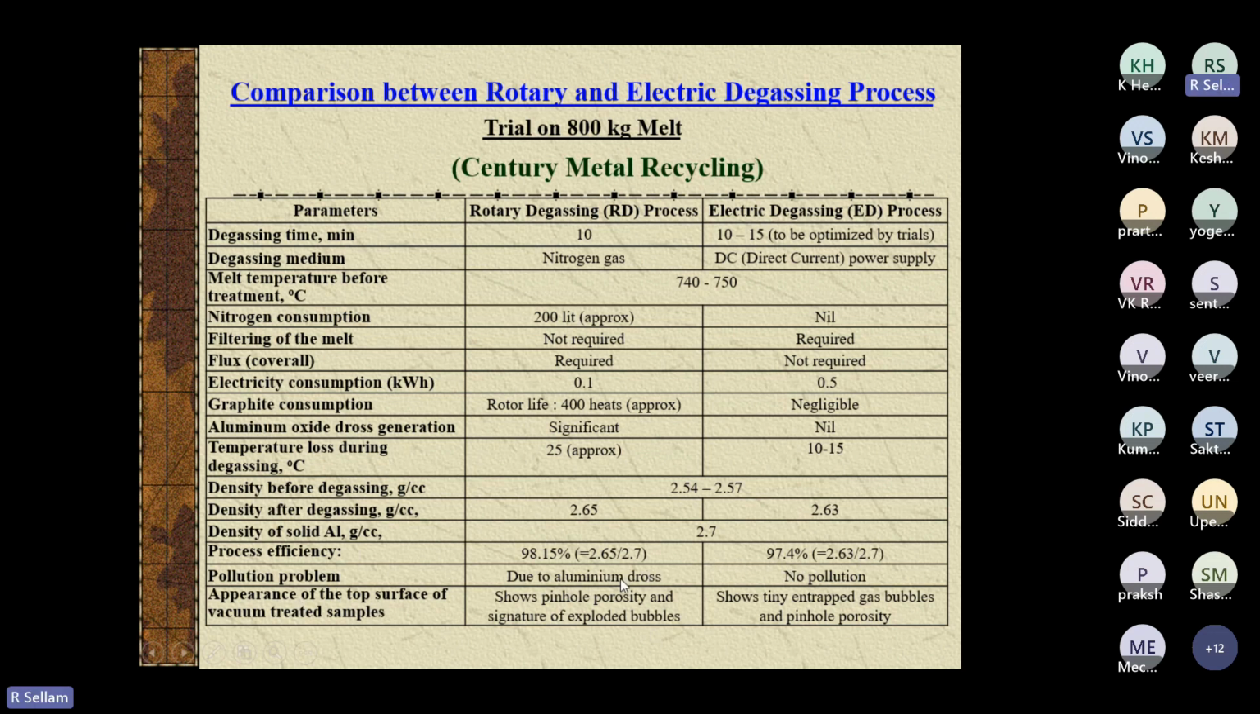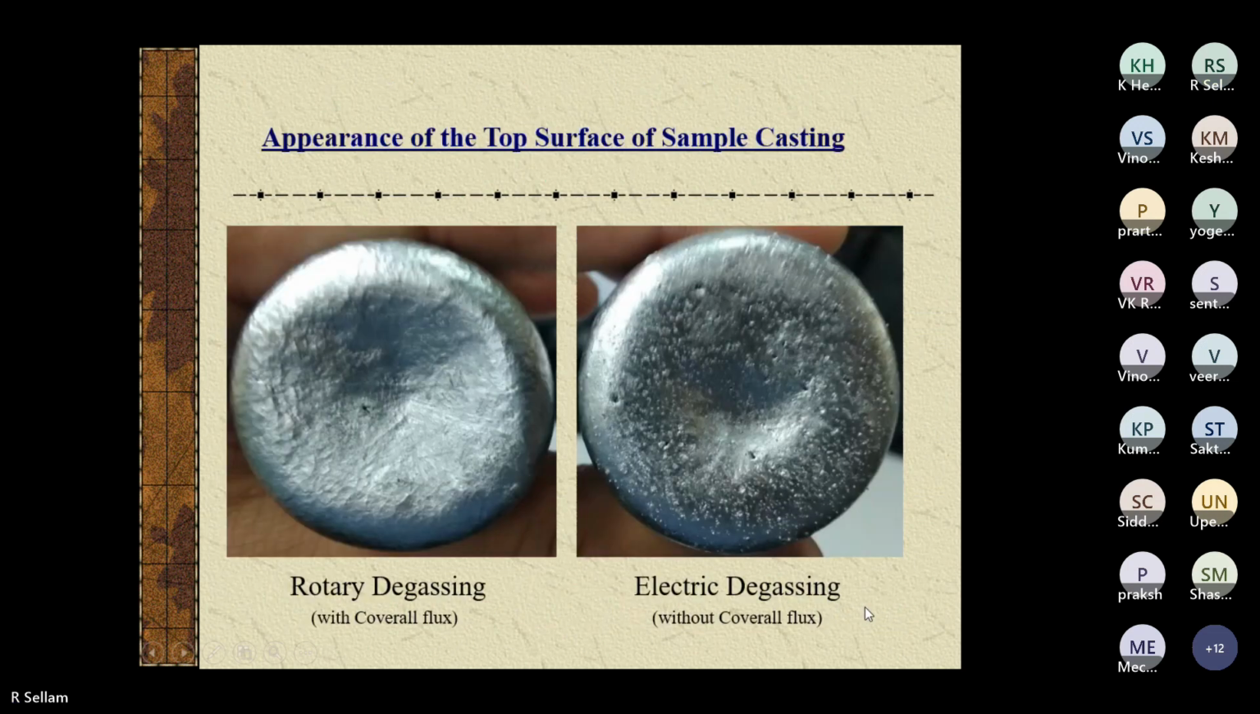Pollution problem due to aluminum dross: there is no pollution, no dross is formed. Appearance of the top surface of the vacuum degassed sample shows phenol porosity and signatures of exploded bubbles, so tiny entrapped gas bubbles and phenol porosity. This is the top surface of the sample casting.